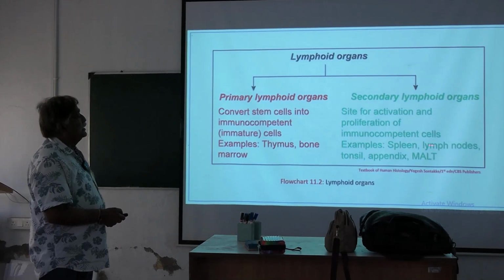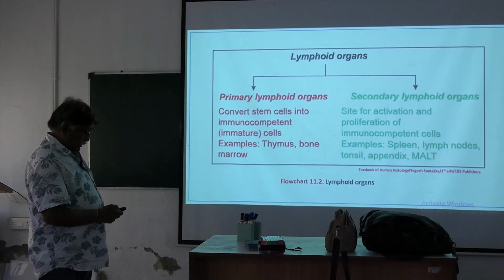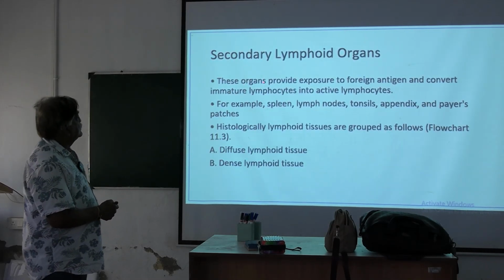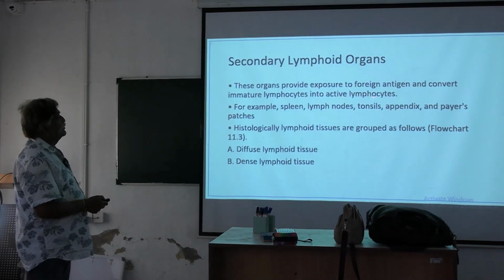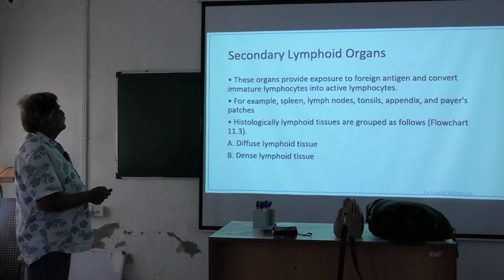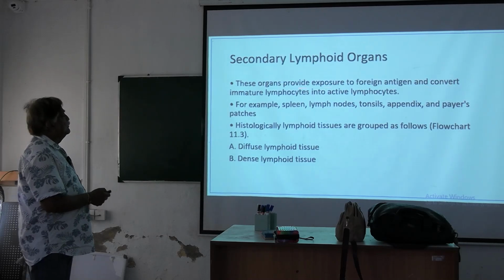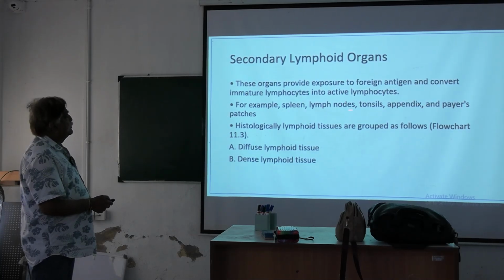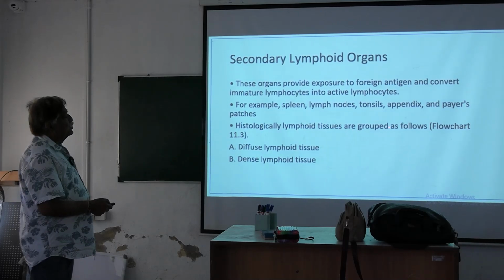Example, spleen, lymph nodes, tonsils, appendix, and Peyer's patches. Secondary lymphoid organs provide exposure to foreign antigens and convert immature lymphocytes into active lymphocytes.